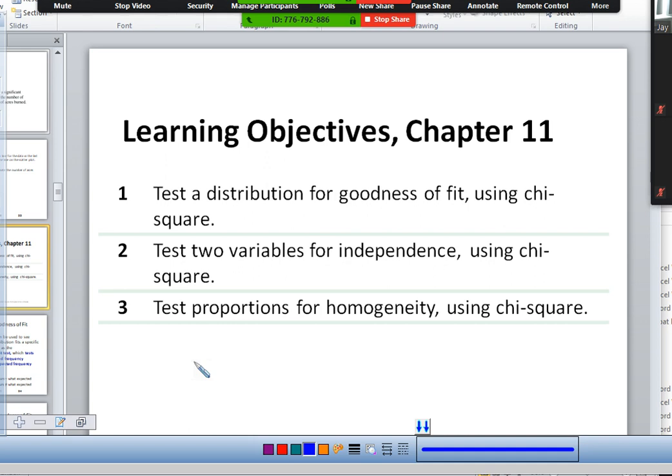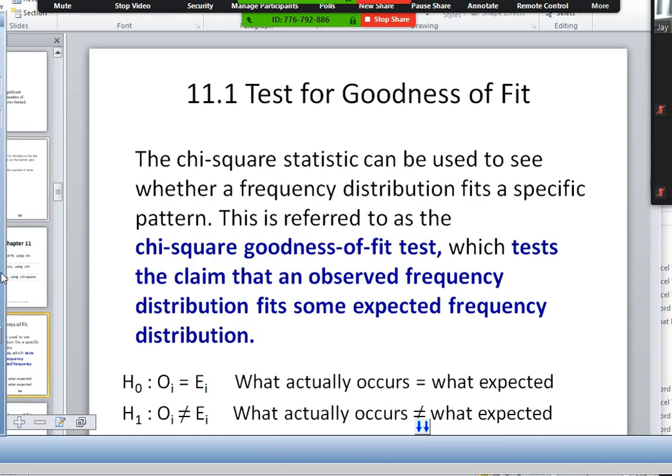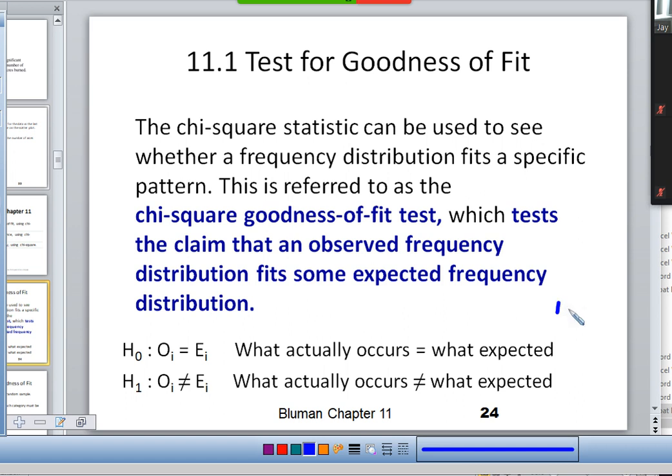Okay, so it starts off with 11.1, the test for goodness of fit. That's the one we're going to be doing first, and today, basically. So the chi-squared statistic is what we're going to be using. Chi-squared looks like this. It's a swoopy thing and then a slash. And chi-squared does not mean x squared. It looks like x squared, but it's not. Chi-squared is the name of it. It's not that you find chi, then you square it. It's called chi-squared. I don't know why. That's just its name.